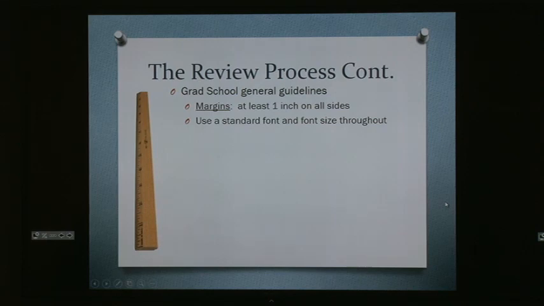Use a standard font or font size throughout. So your standard fonts would be Times New Roman, Calibri, Arial, things like that. Also, if you choose anything too exciting, then Adobe Acrobat, when converting to PDF, may not convert it correctly. So just stick to standard font.